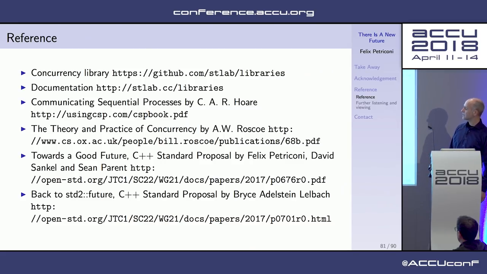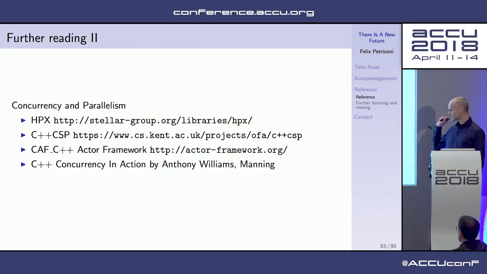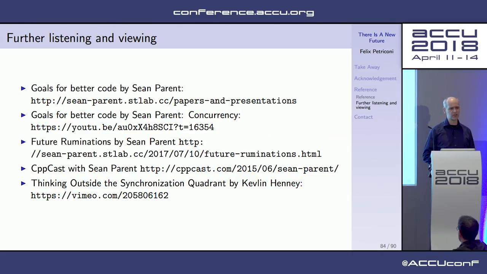In the end, there's a certain amount of things where you're interested in. You can look further. There are certain papers that others have written regarding the futures for the standard, or the papers that we have written, or great books I highly can recommend. Other libraries, for instance, HPX from the Stellar group. There's another CSP framework that offers channels. There's an actor framework, which is very nice. A great book by Anthony Williams, which I think just got available in the second edition. I highly recommend it if you're interested in the low-level details.